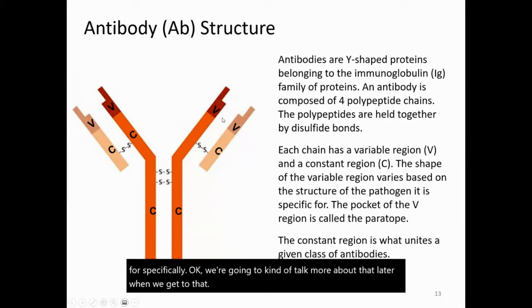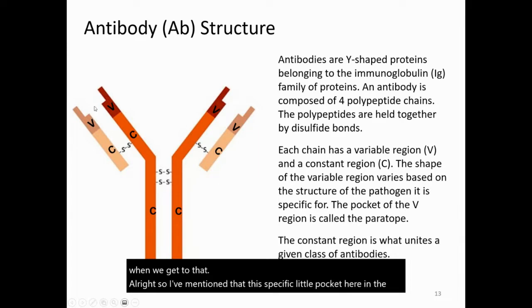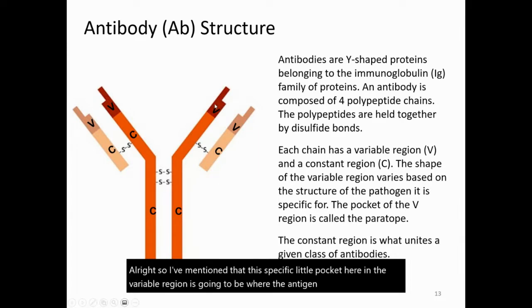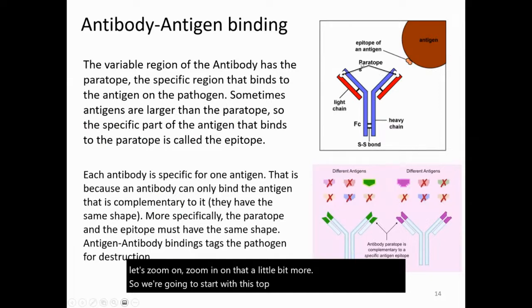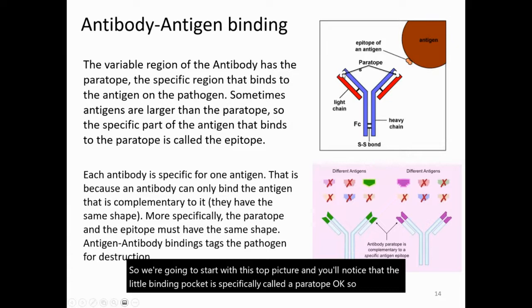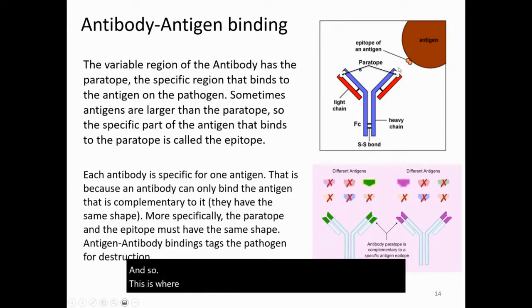All right, so I've mentioned that this specific little pocket here in the variable region is going to be where the antigen is going to bind. So let's zoom in on that a little bit more. So we're going to start with this top picture, and you'll notice that the little binding pocket is specifically called a paratope. Okay, so the paratope is part of that variable region. Okay, and so this is where the antigen is going to bind.